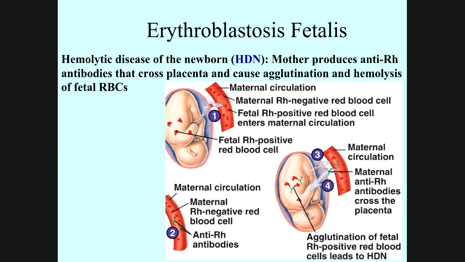So let's talk about the hemolytic disease of the newborn, HDN. You know that the fetus is in contact with the maternal circulation. The mother is rhesus negative, and the rhesus positive fetal blood cells enter the maternal circulation. Therefore, the maternal rhesus negative red blood cells and the anti-rhesus antibodies are in contact. They will show agglutination.